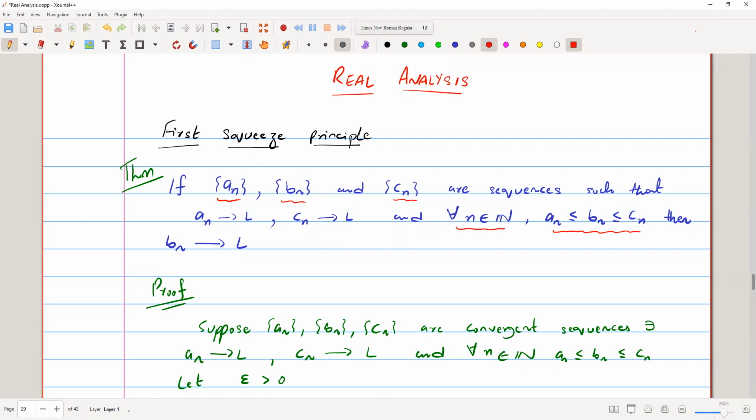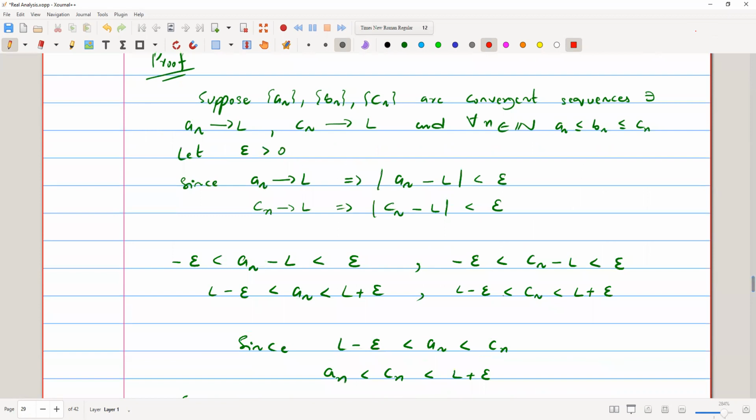So actually it's bounded between two sequences, that is An and Cn. Then we can say that Bn also converges to the limit L. So now let's start the proof. Suppose that there are three sequences, namely An, Bn, and Cn, and they are convergent sequences such that An converges to L as given in the theorem, Cn converges to L, and for all n belonging to the naturals, this condition is satisfied. That is, Bn is bounded between the two sequences.